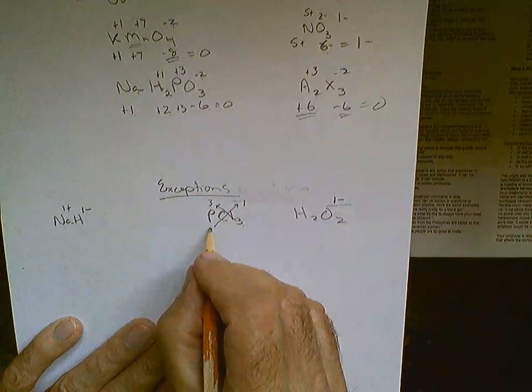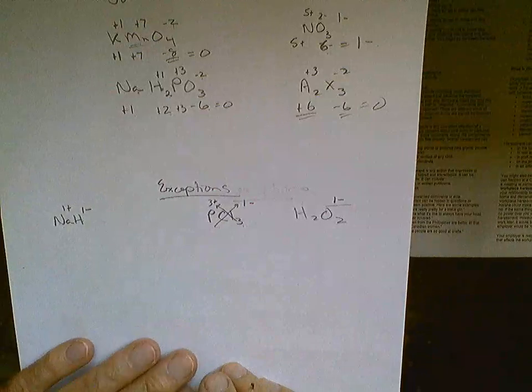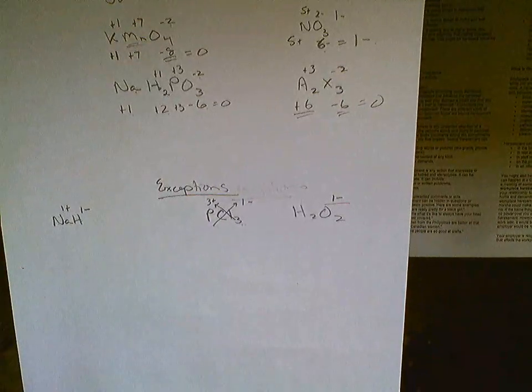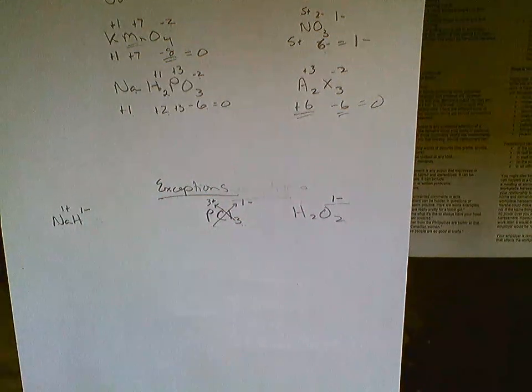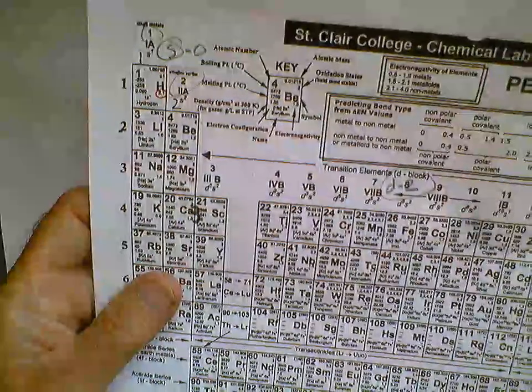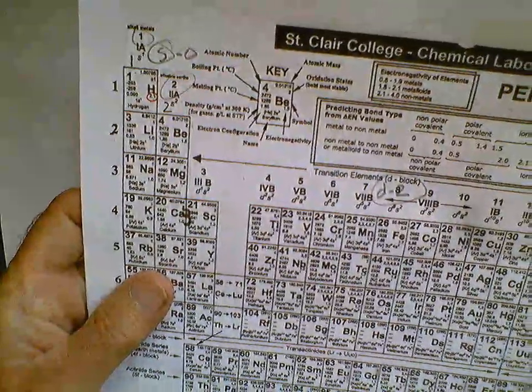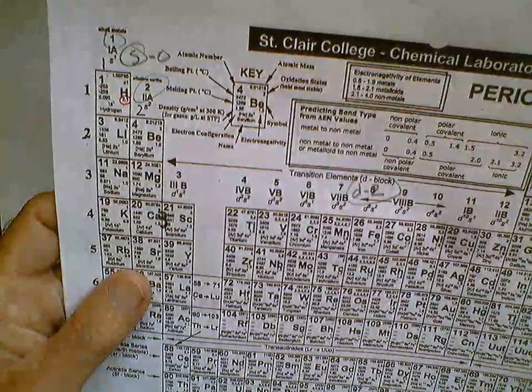If it comes first, it's positive. If it comes second, it's negative. So we've been able to deduce what the charges were on these by doing a reverse crossover. What you can see if you look on a periodic table is that many of these elements only have 1 charge, but some of them have more than 1.